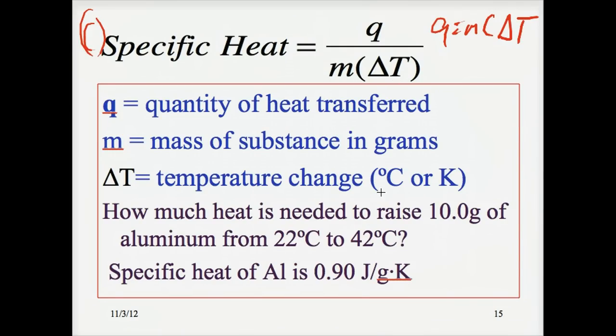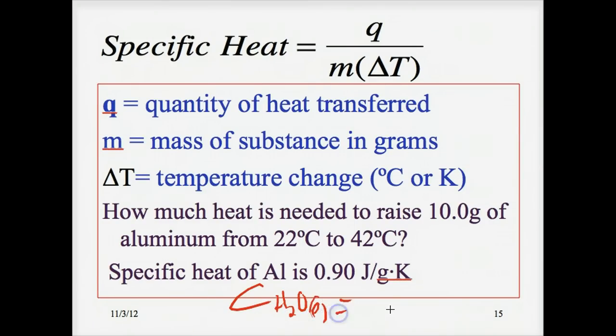Note that that can actually be in kelvins or Celsius, and the reason for that is because the amplitude between each degree is the same whether you're in the Celsius or the Kelvin scale. We have the specific heat of aluminum being 0.9. Many of you already know that the C for H2O liquid water, and it matters that it's a liquid, is 4.184. Again, that's the energy per gram per degree Celsius or Kelvin.